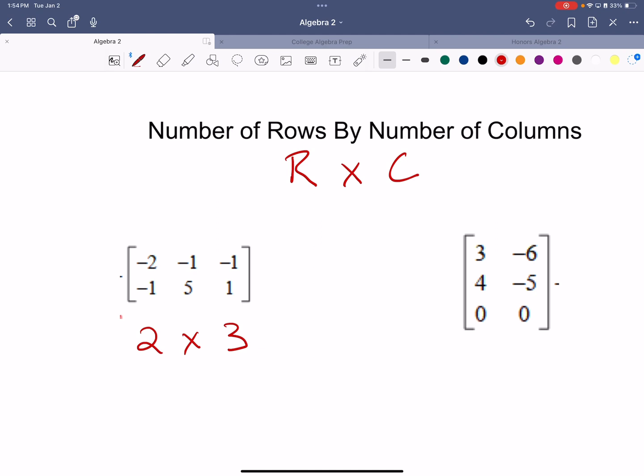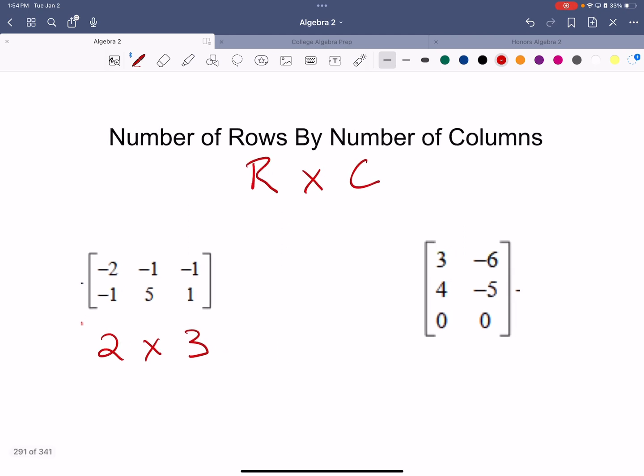Rows by columns. If we look at the second one, how many rows does it have? 3. How many columns does it have? 2. So we have a 2 by 3 and a 3 by 2 matrix. Again, the number of rows by the number of columns. Now, knowing their dimensions is important because when we add or subtract or multiply, certain things have to happen with their dimensions. Okay? So this is just looking at them and stating what the dimensions are. Easy enough? Rows by columns.